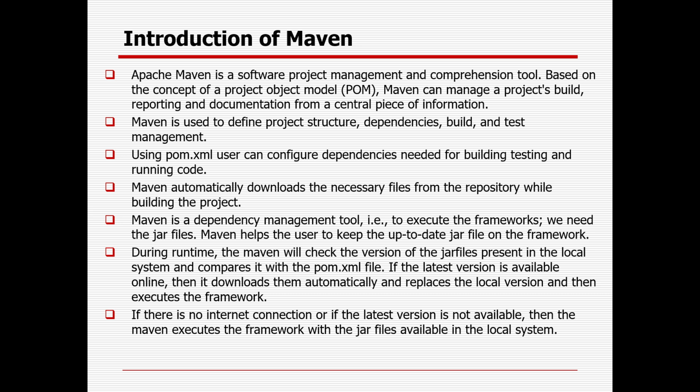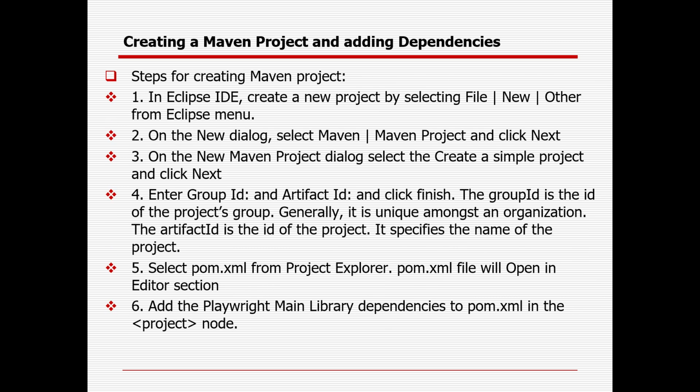In case it is not available, it will try to download, and at that time you need to be online, right? Your network connection should be set up so that it will download them, replace the local version and then execute the framework. If there is no internet connection or the latest version is not available, then Maven executes the framework with the jar file available in your local system.